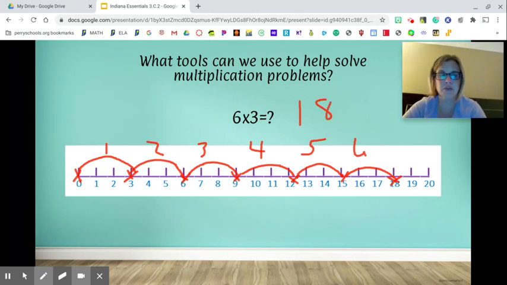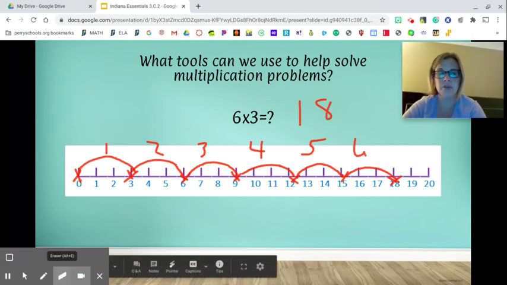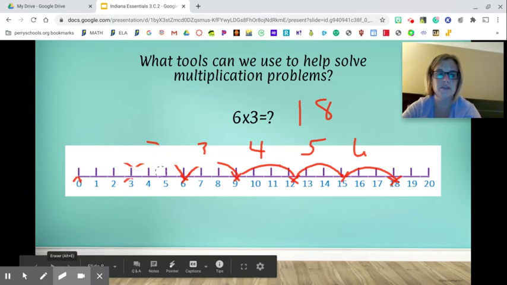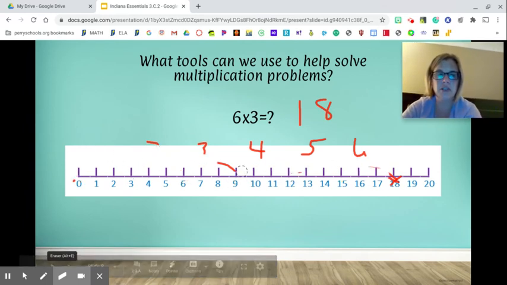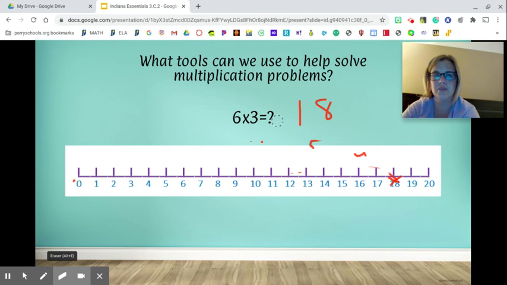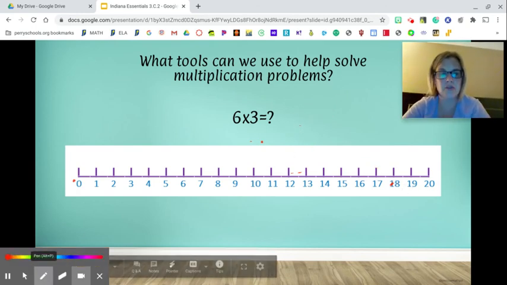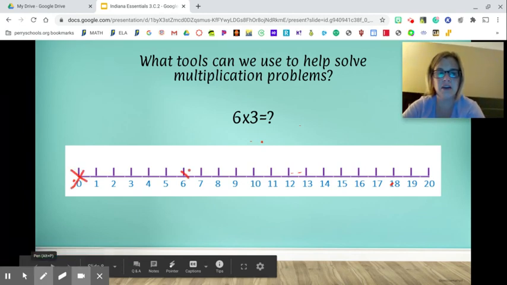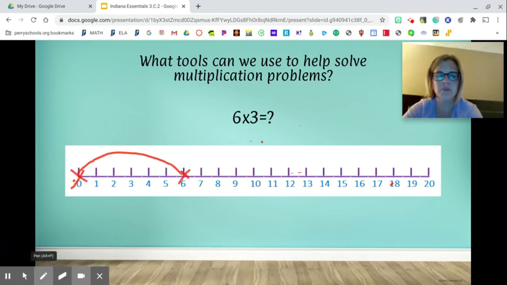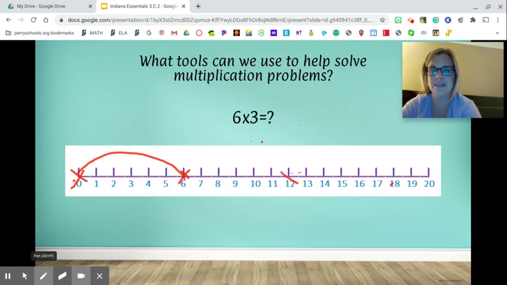If I wanted to do it the other way and do 3 jumps of 6, it would look like this. Let me erase my screen. And I'm going to do 3 jumps of 6. So I'm going to start at 0. I count out 6. That's 1 jump. Count out 6 more. 1, 2, 3, 4, 5, 6. Lands on 12.